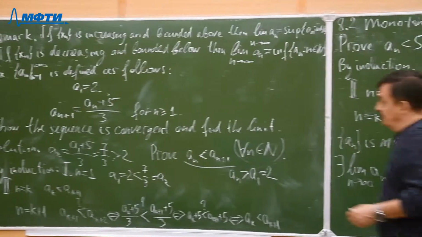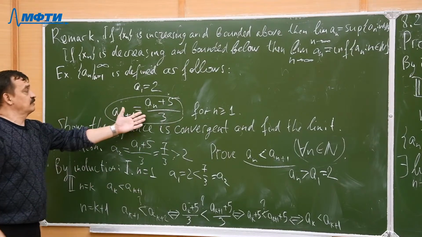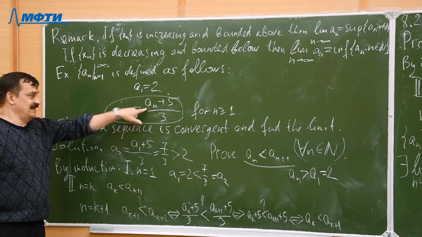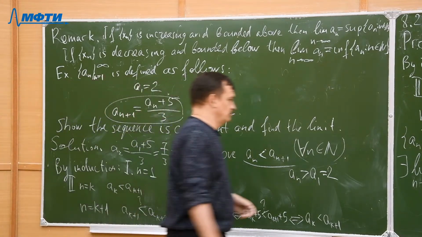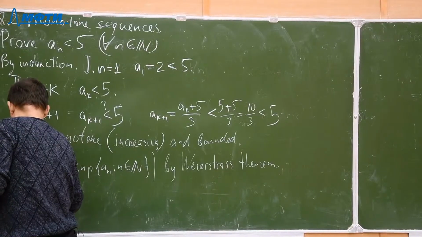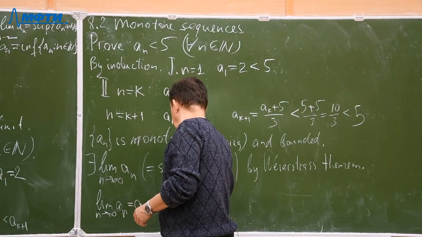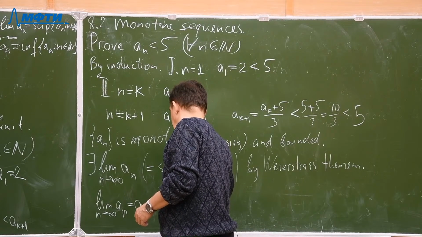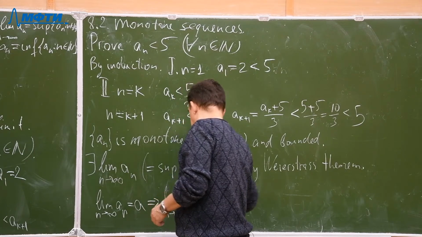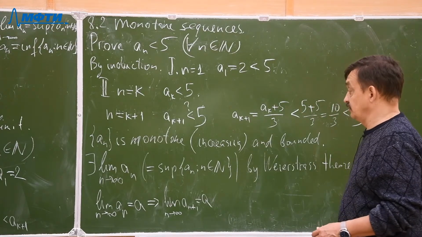Look at the equality, our recurrence equality. Now we know that a_n tends to something. So put the limit of a_n equals a. Then the limit of a_{n+1} is also a.